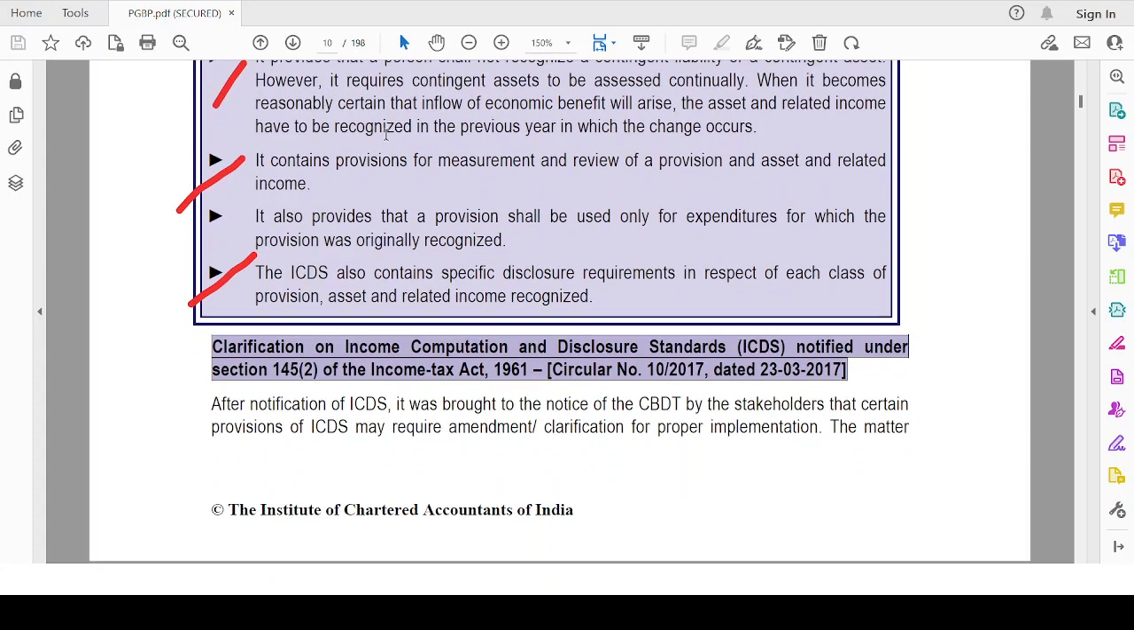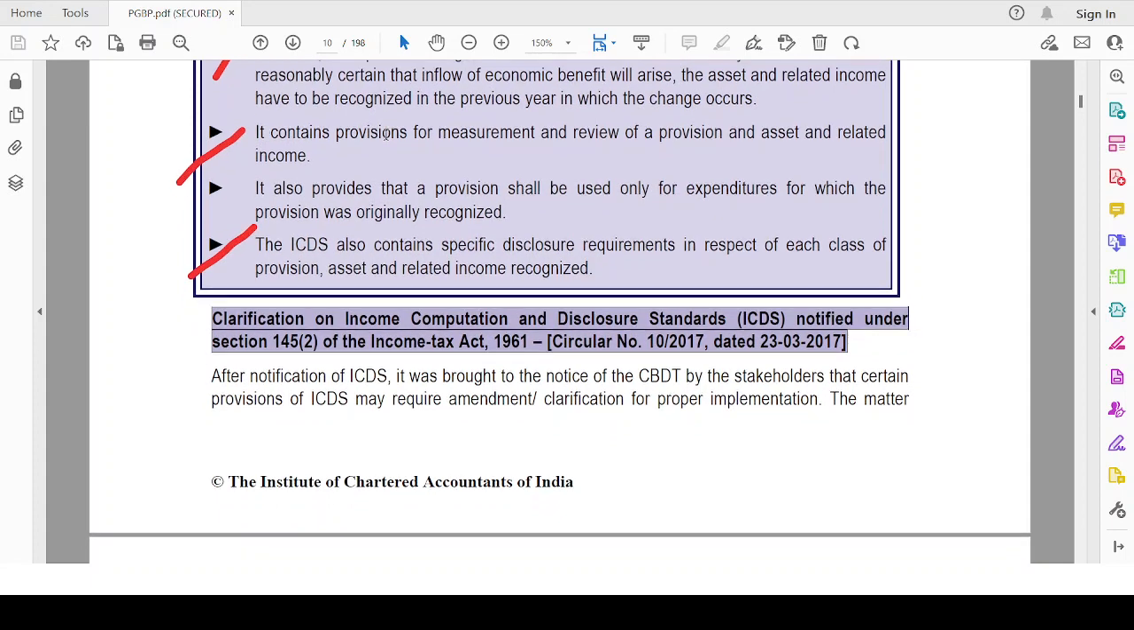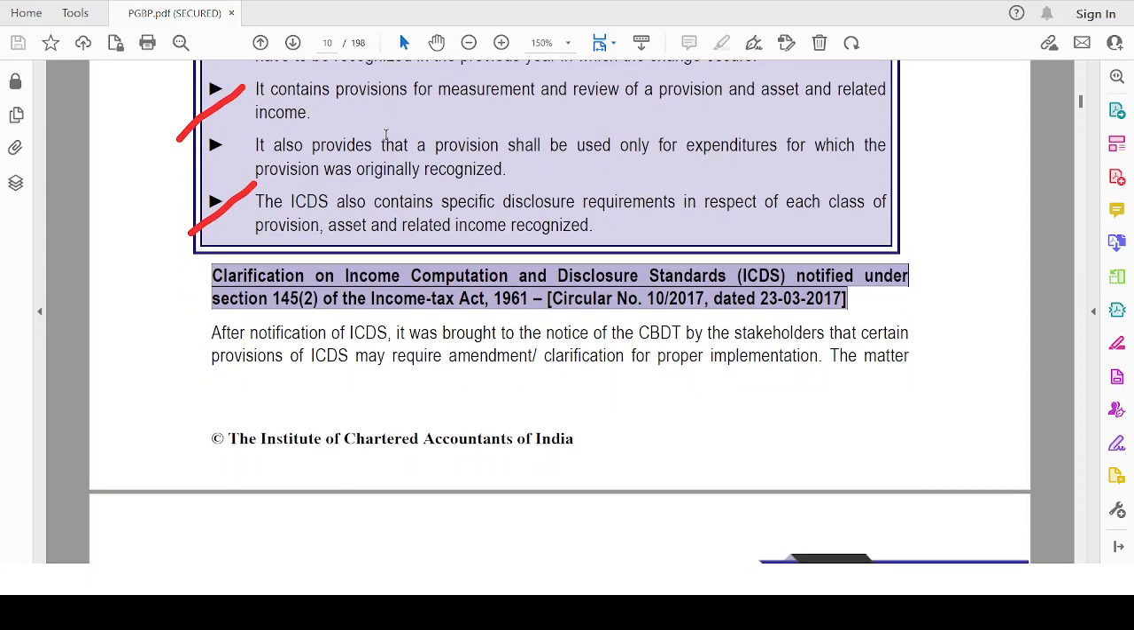It contains provision for measurement and review of the provision and related income. It also provides that the provision shall be used only for expenditure for which the provision was originally recognized. It also has a specific disclosure requirement in respect of each class of provision, asset and related income recognized.